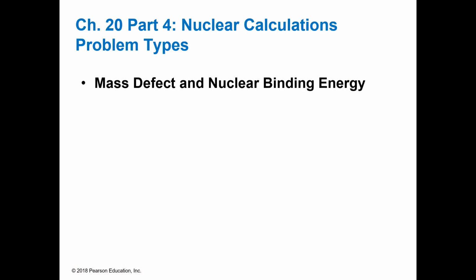In this part, we're going to look at fission versus fusion, and then we're going to work some problems with mass defect, and then use mass defect to calculate nuclear binding energy.